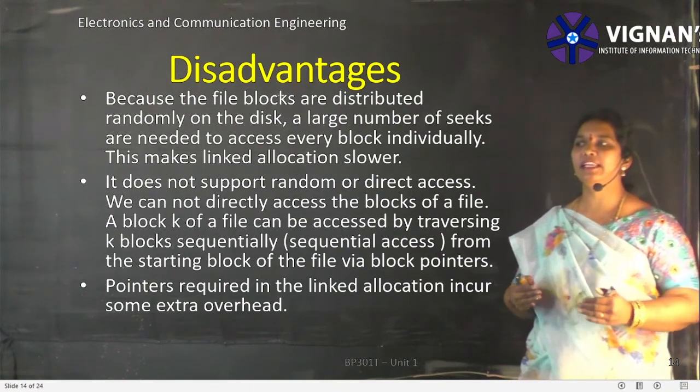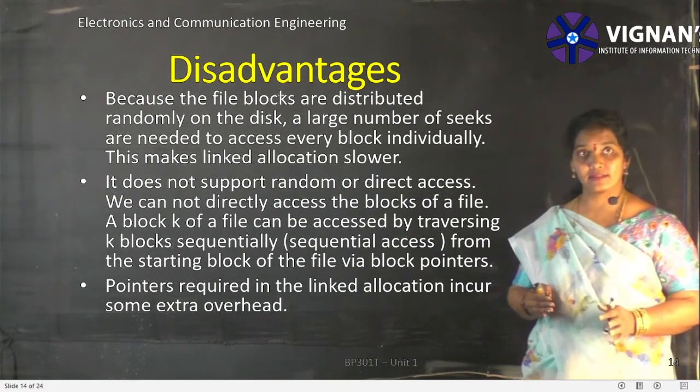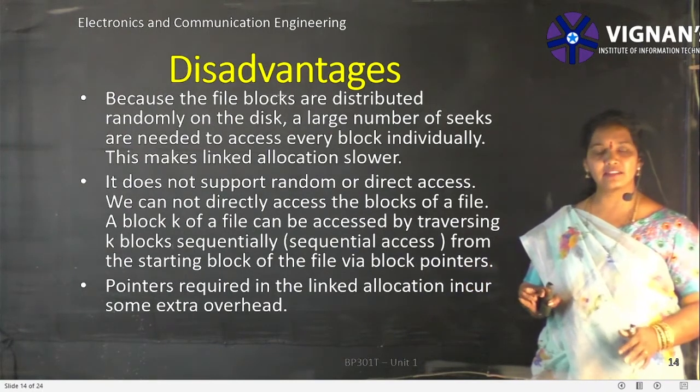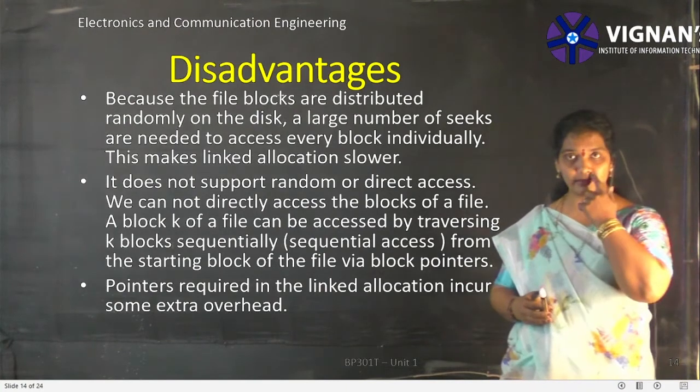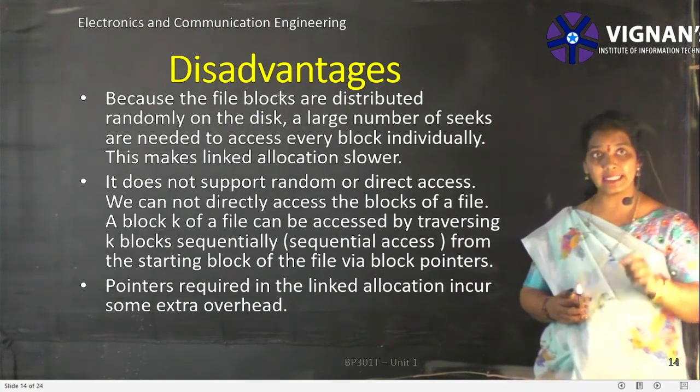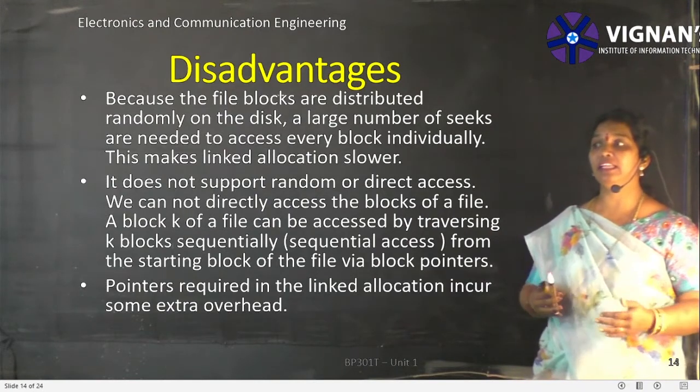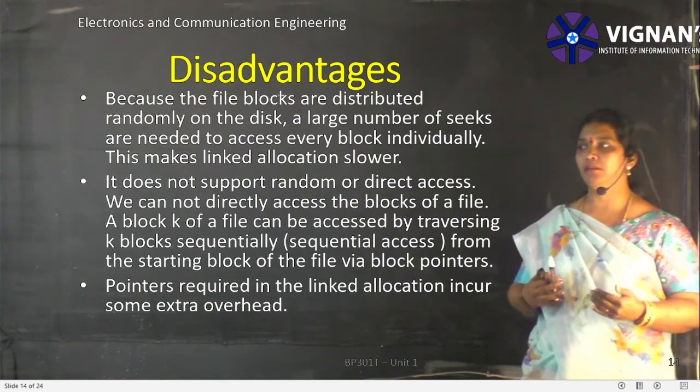This makes linked allocation slower compared to contiguous. In contiguous, the allocation is done one after the other. But in linked allocation, what is happening? Here, each and every individual block.